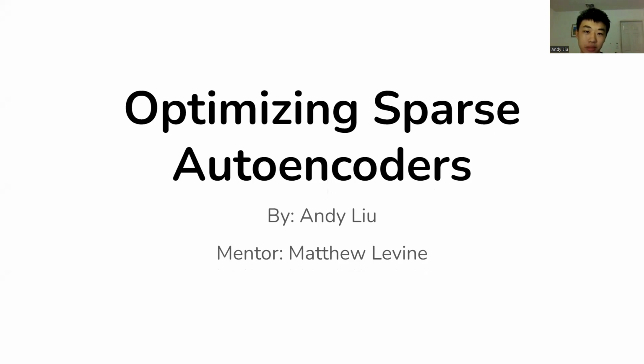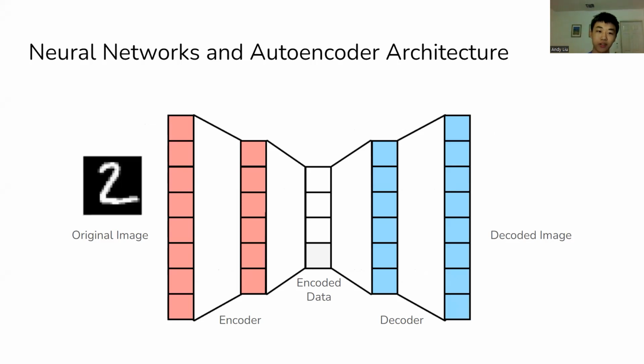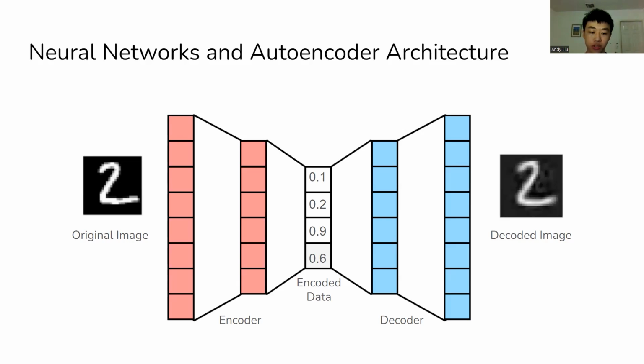I'm presenting my findings on optimizing small sparse autoencoders. An autoencoder is a form of neural network that encodes, compresses, and decodes some amount of data. This is especially useful for images, which take up a large amount of space when uncompressed. For example, we may have our original image, we put it through an encoding function to give us a small array of numbers, which we will then decode into a reconstruction.